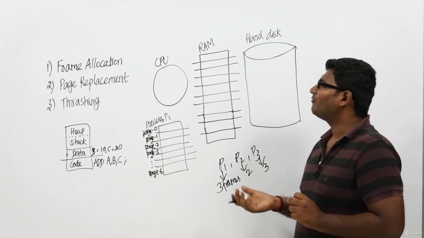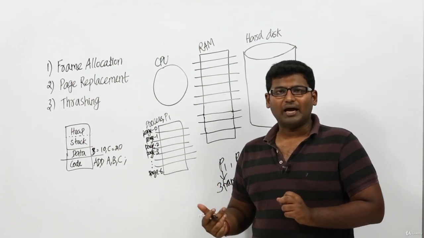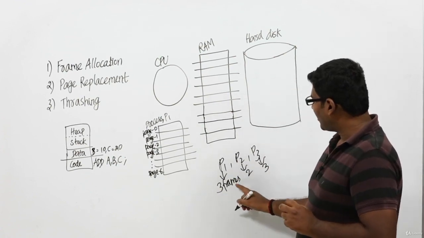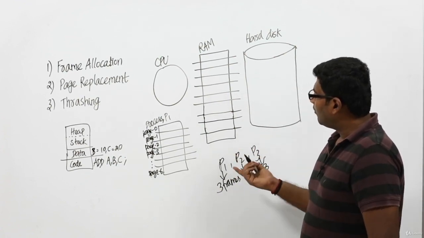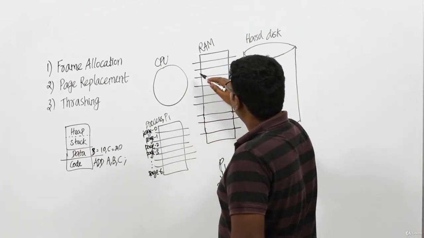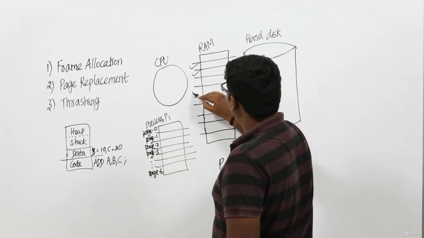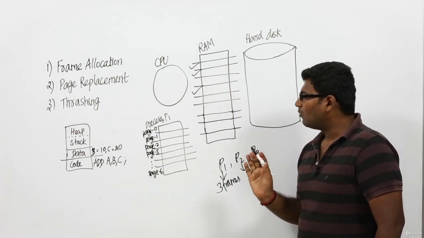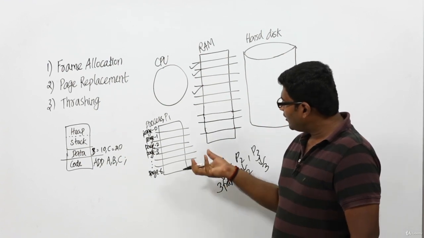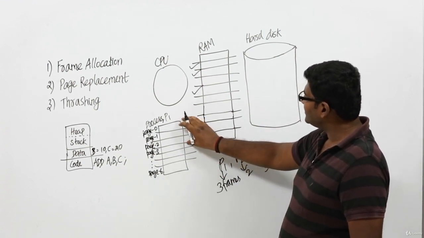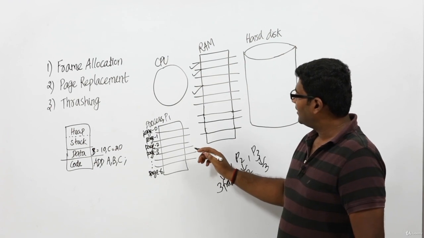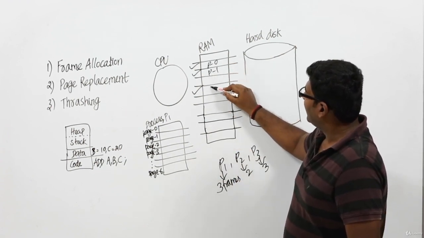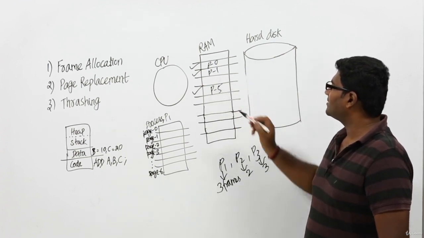This is what we mean by frame allocation: the number of frames I am going to allocate for a particular process. Here, 3 frames are allocated to process P1, right? Now, how will this happen? Let us assume these 3 are the frames which are allocated to process P1. Our CPU will load some three pages of process P1 over here. For example, let us assume it has loaded page number 0, page number 1, and page number 5.